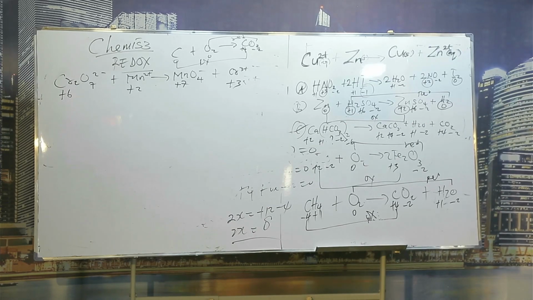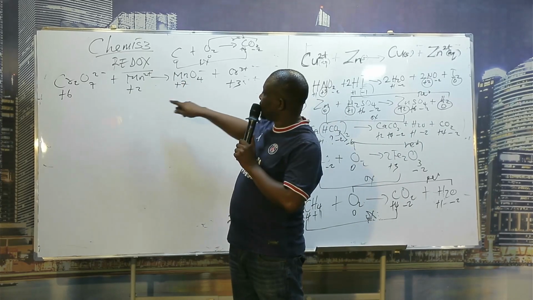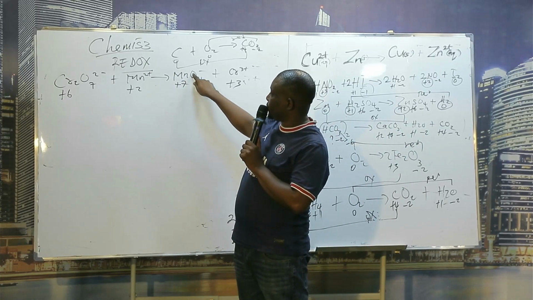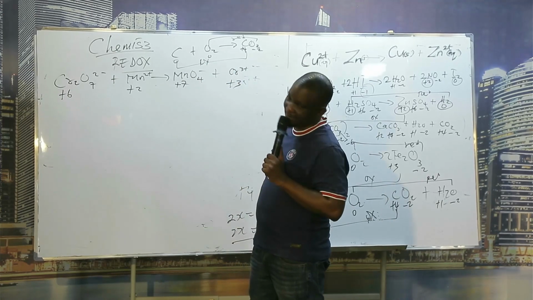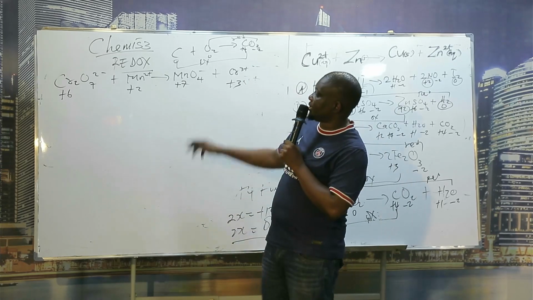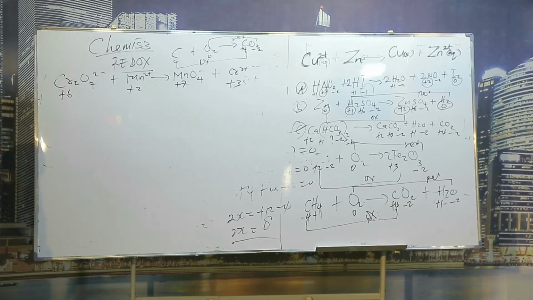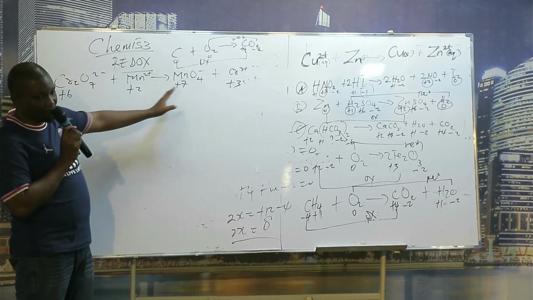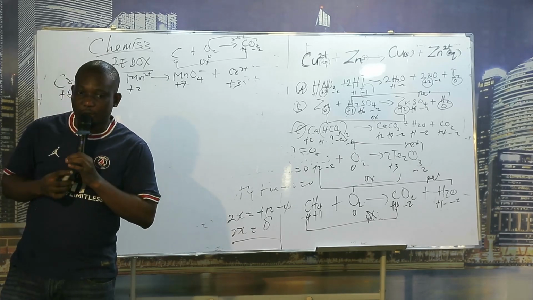I think it's correct. Can you make chromium plus 2? Never. Okay, simple now. Minus 2 times 4 is minus 8. Minus 8 plus 7 is minus 1. Plus 3. You assign these to know which one has been reduced and which one has been oxidized. Let me start with oxidation.